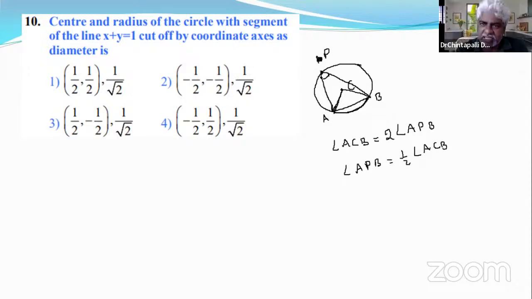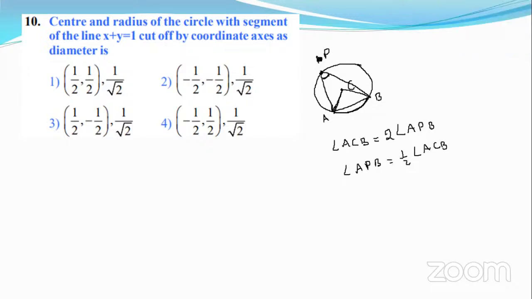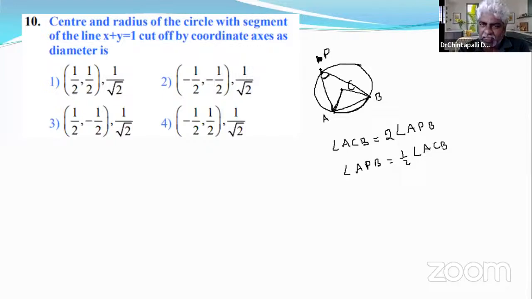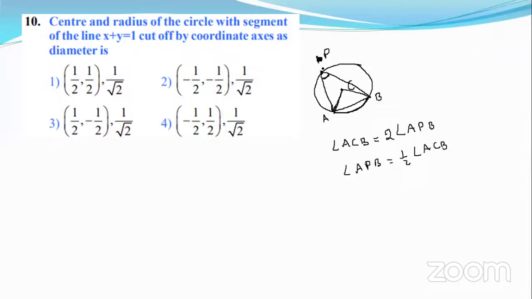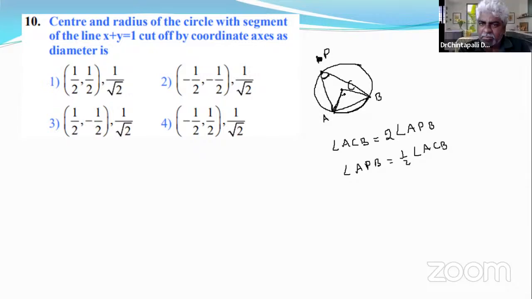This angle is half of the angle made by the same chord at the center. Yes, sir. The angle made at the major segment is half of the angle made at the center by the same chord. Got the point? Yes, sir.